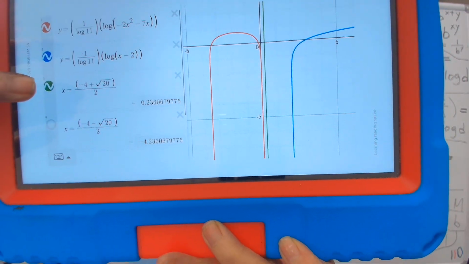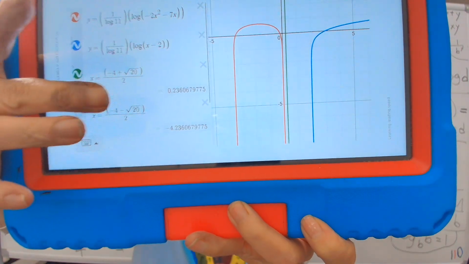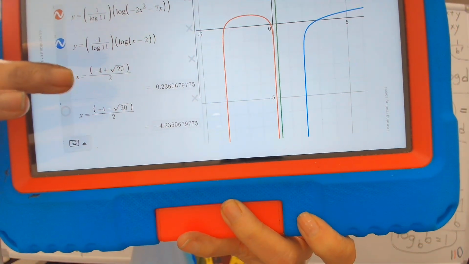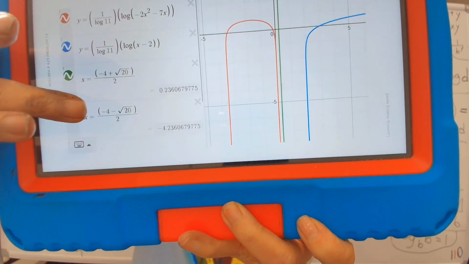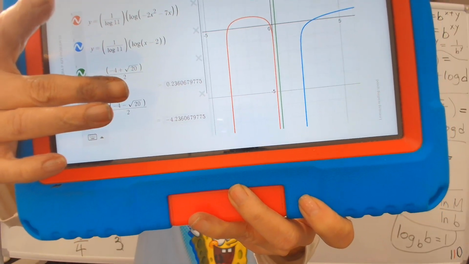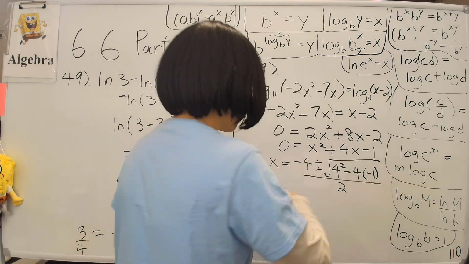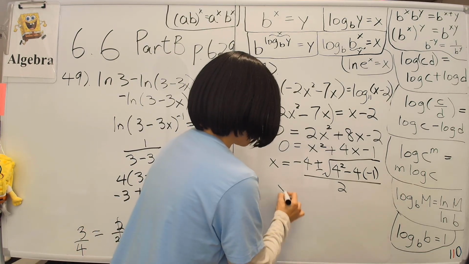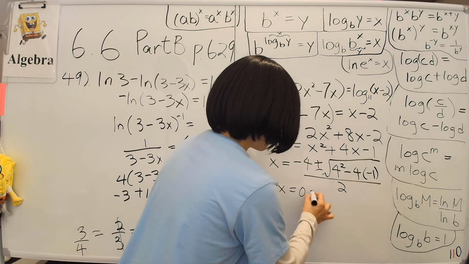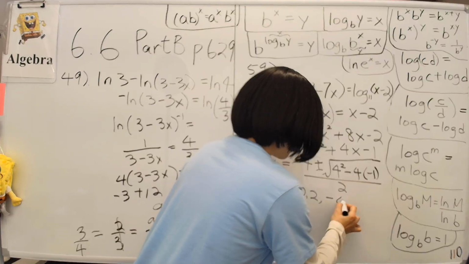See, by using the quadratic formula, we got this thing, which is the positive one, the plus 1, and this is the minus 1. As you can see, the plus 1 is 0.23 or so. We'll just call it 0.2. And let's write that down. So x equals 0.2, or what was the other one? Negative 4 point something. We'll just call it negative 4.